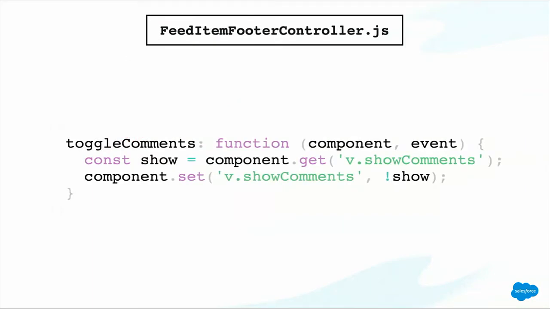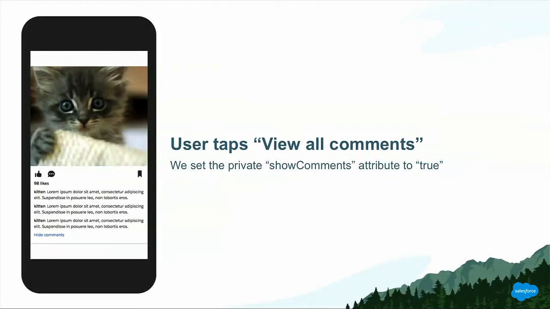So when we jump into our feed item footer controller, our toggle comments function, it just does that. It gets the current state and it flips it to whatever the opposite of that Boolean value is. So this all works fine and good, but the problem comes in: what happens to that show comments state when the component is destroyed? To show off what I'm talking about, let's look at our app and have a little scenario here.